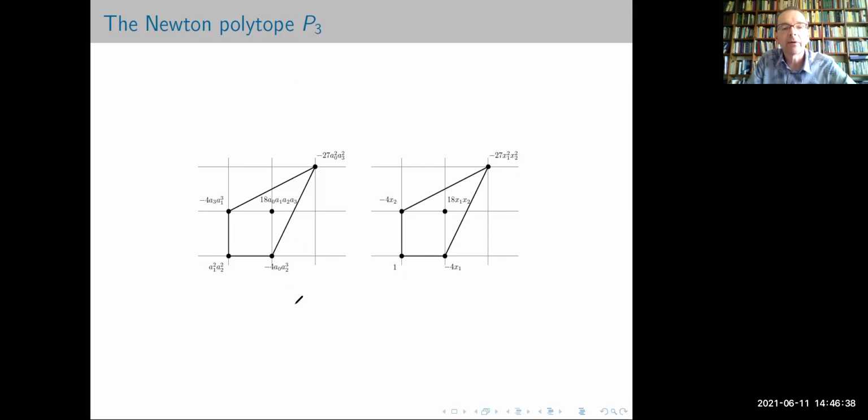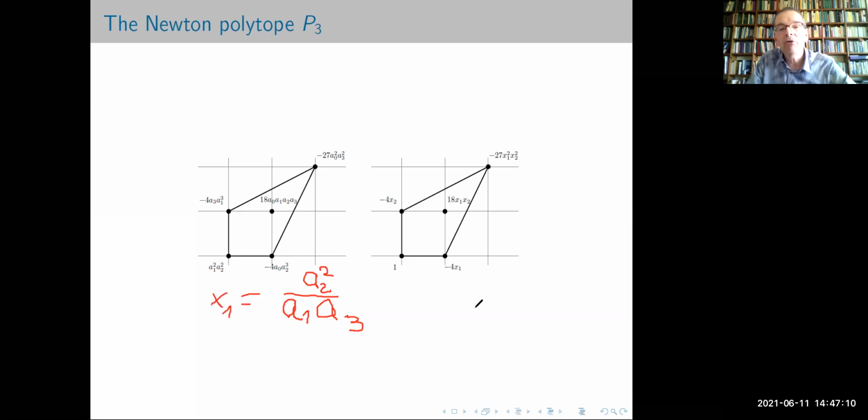Let me say how it is. So it will be like A1 A3 and A2 squared. If we divide the first one by this one, I will denote it by x1.